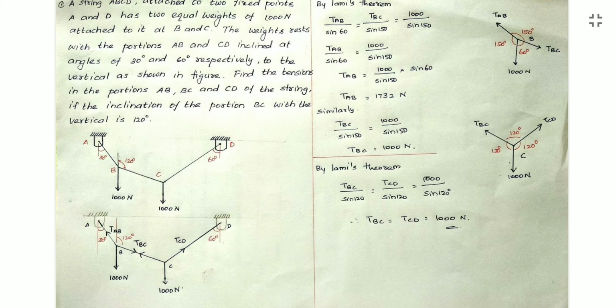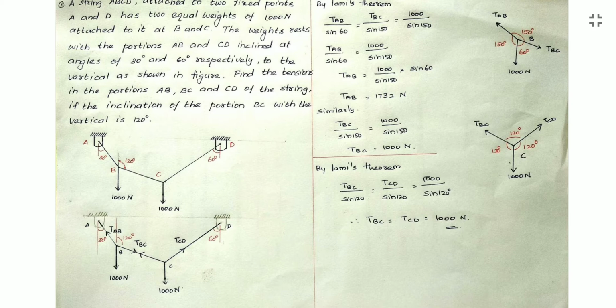So here also we apply Lami's theorem. When applying Lami's theorem, we get TAB by sin 120, and all the values are sin 120. So the denominators are all the same, so the numerator values are also the same. TBC and TCD values are 1000 Newton. So like this we find the values.